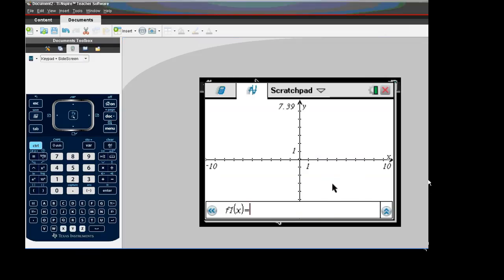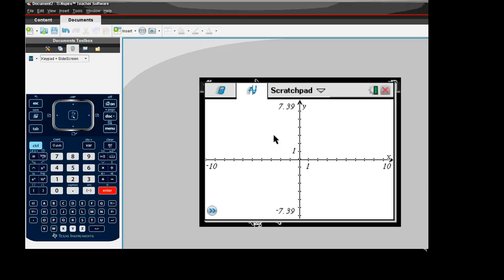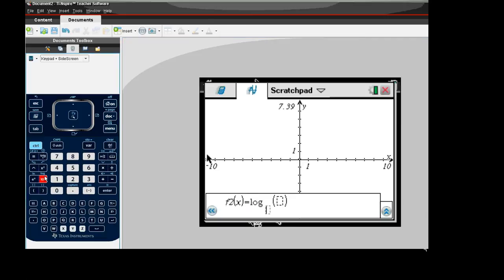So I'm back in my graphing calculator. I've cleared out the scratch pad. And again, I'm going to type in left side and right side as two separate functions. So the left side was log of x minus log of 2. Can't see that on the screen yet, but that's okay. And then the right hand side was log of 75.